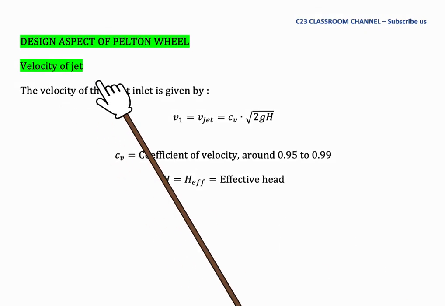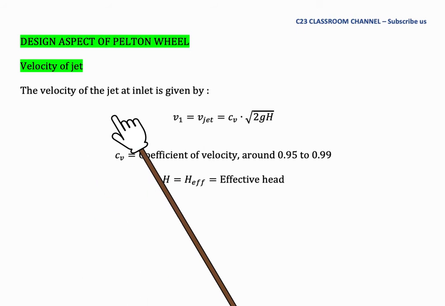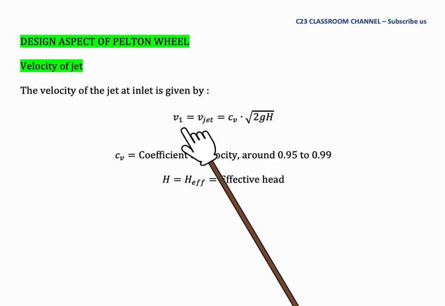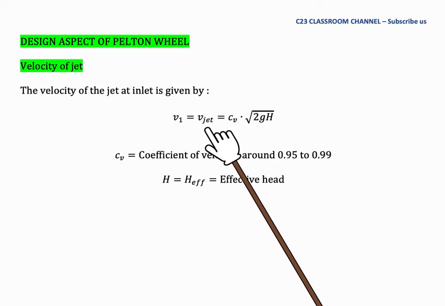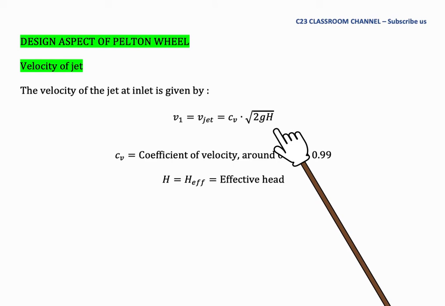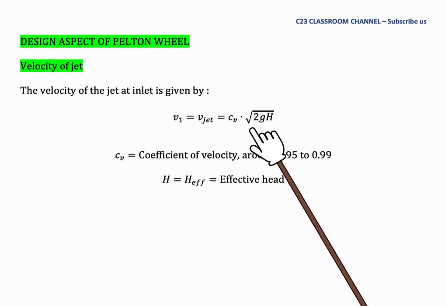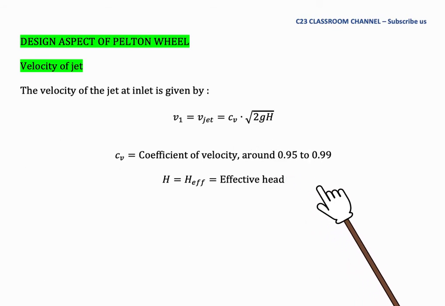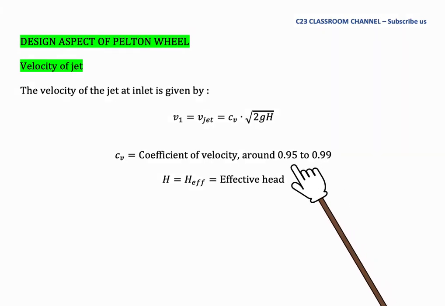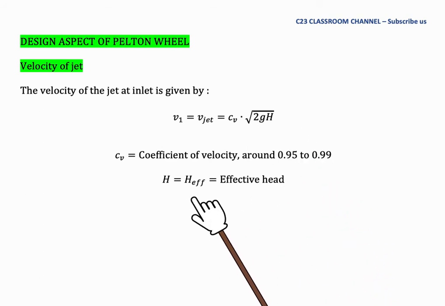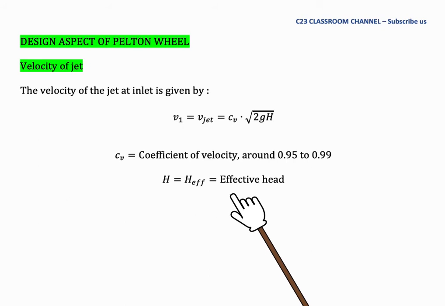One is the velocity of jet. The velocity of jet at inlet is given by this equation. Sometimes we use V1 or sometimes we use Vjet, and it can be calculated using this equation: Cv times square root of 2gH. Cv is the coefficient of velocity and it is around 0.95 to 0.99. And H here is the effective head of the Pelton wheel.